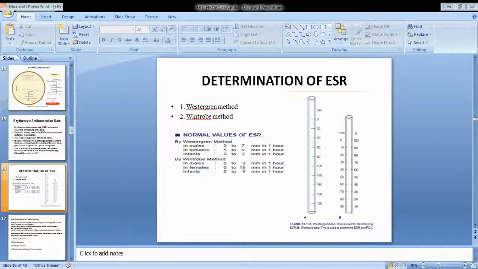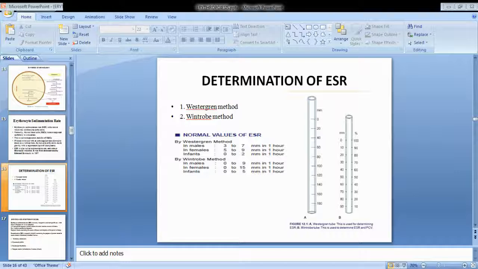It is marked from 0 to 200, from above downwards. It is used for determining the ESR. Here about 1.6 ml of blood will be mixed with 0.4 ml of the anticoagulant, whether it is sodium citrate or some other anticoagulant, and loaded onto the Westergren tube. So the ratio of the blood and the anticoagulant will be 4:1.